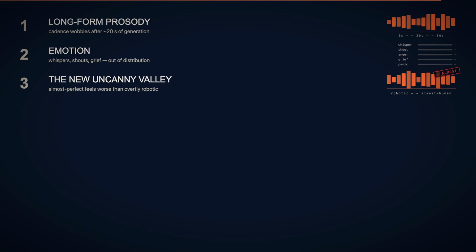The third crack is what researchers have started calling the new uncanny valley. Almost perfect AI voices feel worse to listen to than overtly robotic ones. Listeners cannot always say what is wrong, but they know something is. The closer a clone gets to a real voice, the more the smallest mistake gives it away.